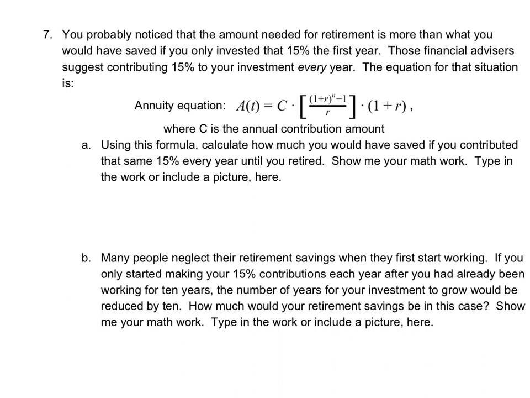All right, so part A here. You are going to be using this formula to calculate how much you'd save if you contributed that exact same 15%, which we calculated earlier, but this time we're going to do that every year. So that 15%, that's going to be our C value. I want you to just plug all of the numbers into that equation and see what that will give you as a final answer. I do want to, again, see your math work on this one.